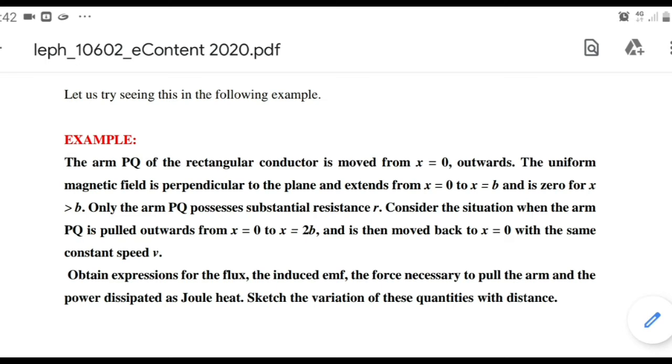Consider the situation when the arm PQ is pulled outwards from x equal to 0 to x equal to 2b and is then moved back to x equal to 0 with the same constant speed. Obtain the expressions for flux, induced EMF, and the force necessary to pull the arm, and also the power dissipated as Joule heat. Sketch the variation of these quantities with distance.